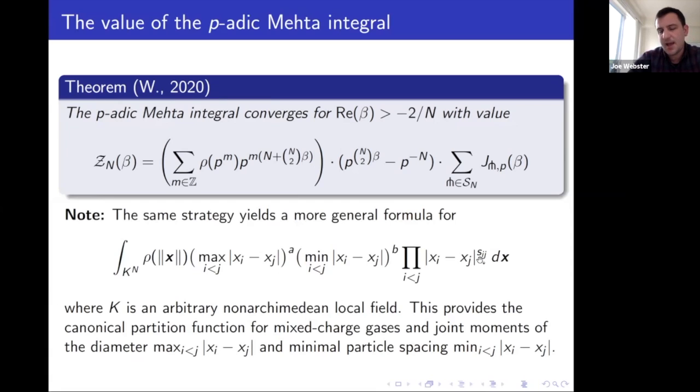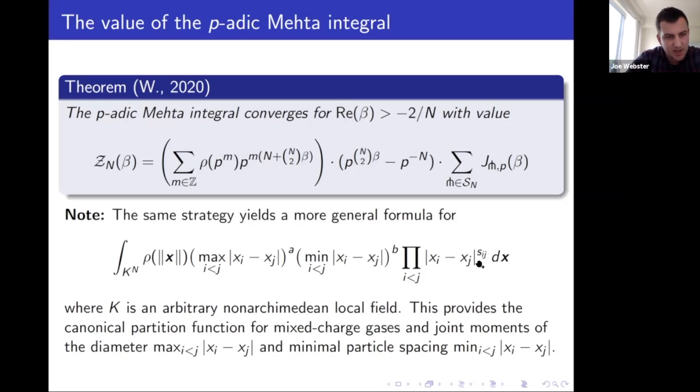And again, having the SIJs allowed to be different allows you to find the canonical partition function for gases with mixed charges. So the charges may not always be the same sign or the same value. There's kind of a lot of freedom here. Again, if the SIJs have too small of real part, then your integral won't converge.